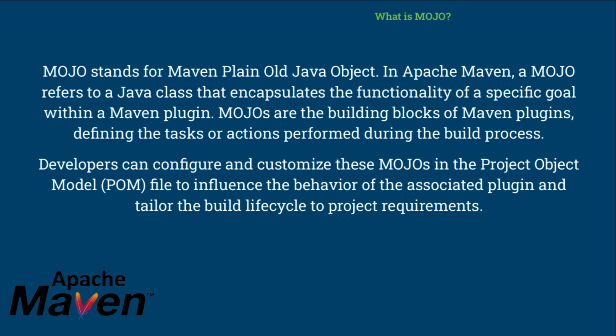Developers can configure and customize these MOJOs in the project object model (POM) file to influence the behavior of the associated plugin and tailor the build lifecycle to project requirements.